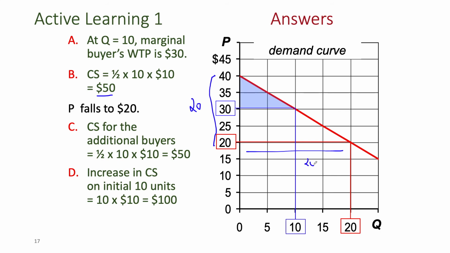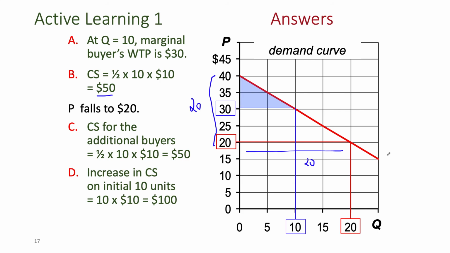So the area of this new triangle is 1/2 times the base times the height. The base is 20, the height is 20, so 1/2 times 20 times 20, that's 200, right? So the total consumer surplus when the price goes down to 20 is $200.